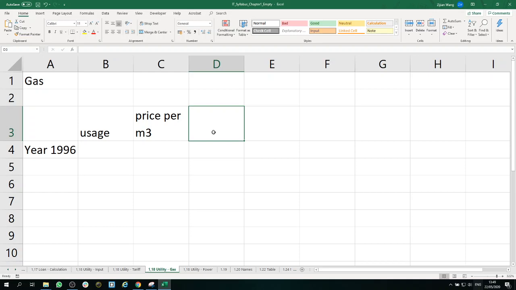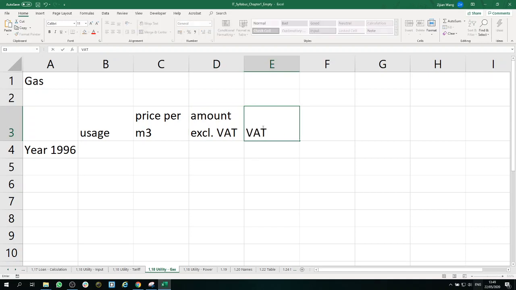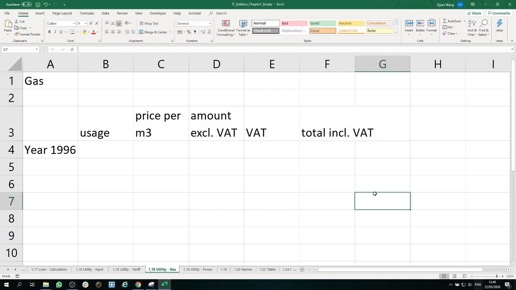So amount exclude VAT. Of course we can double click here to make it fit, but since it's too long, we'll also make our table too long. Again, we will use wrap text. And the next one is VAT, and the final one is total include VAT. So here, wrap text.